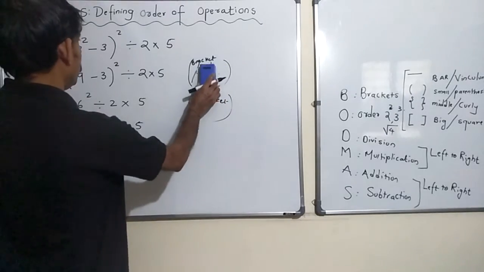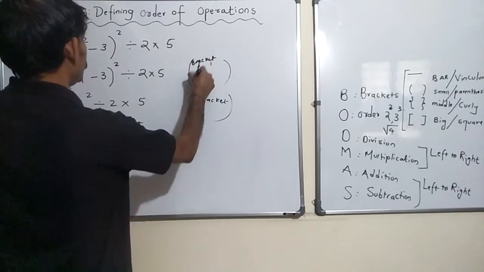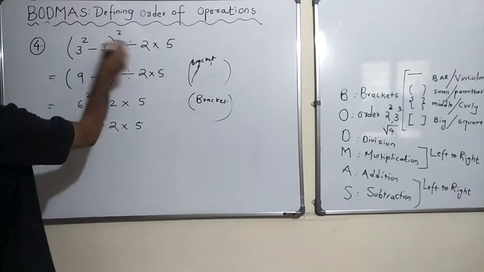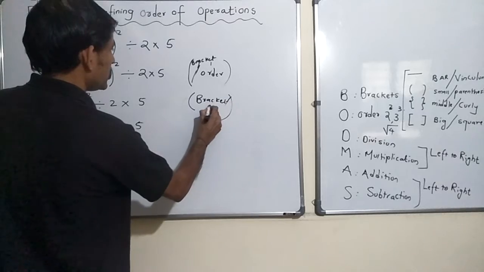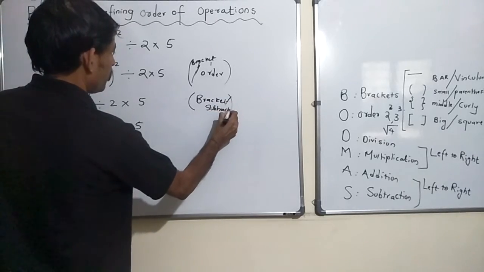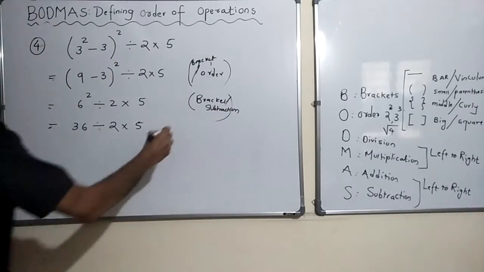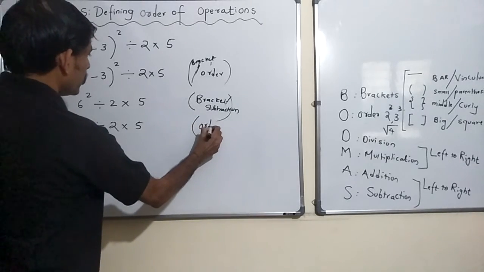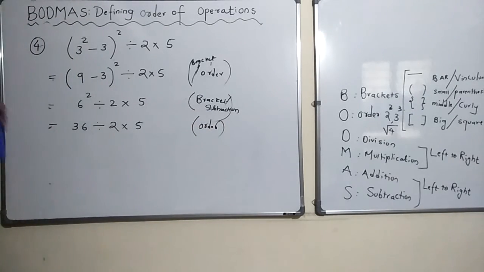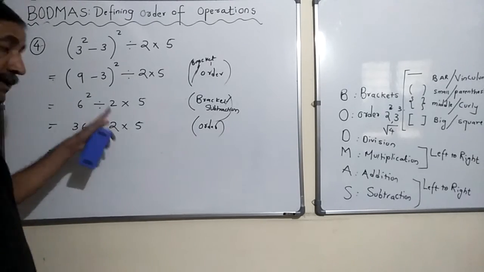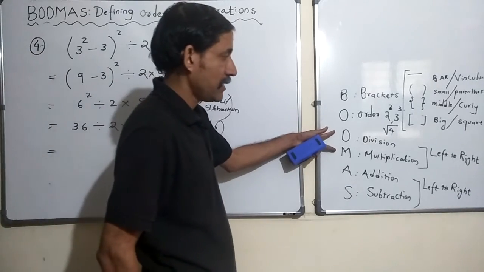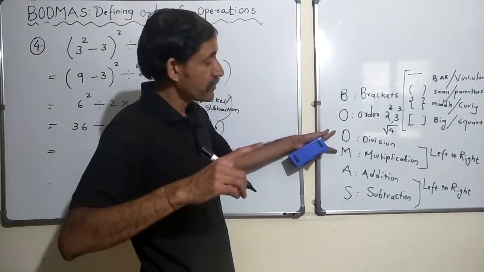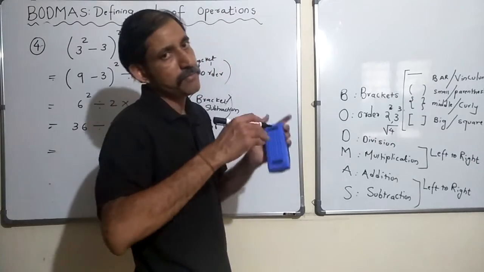So this should be bracket order, yeah, correct, that's right, bracket order. This was bracket subtraction inside the bracket. Okay, and this was just order, right? 6 square is 36. Okay, so now in this there is no bracket, there is no order. But there is division and multiplication.